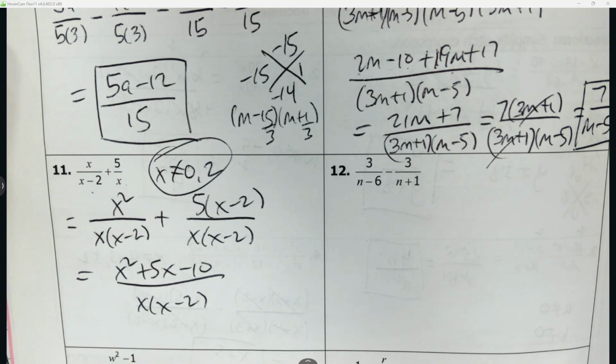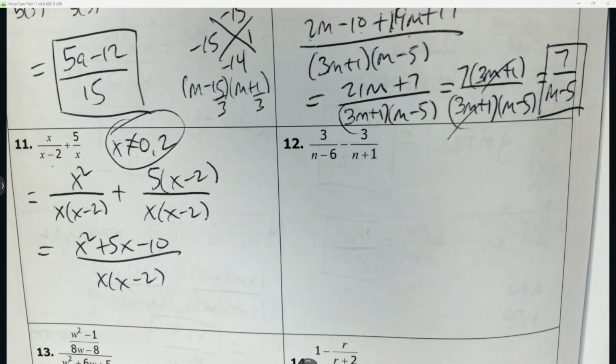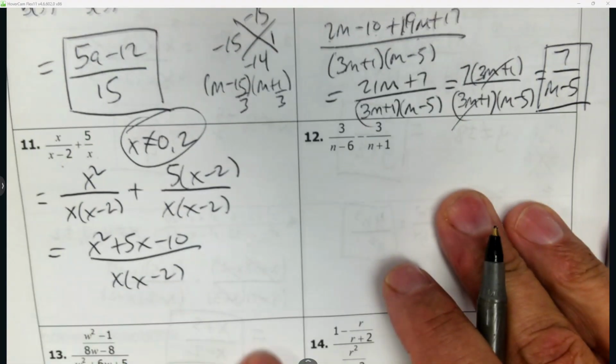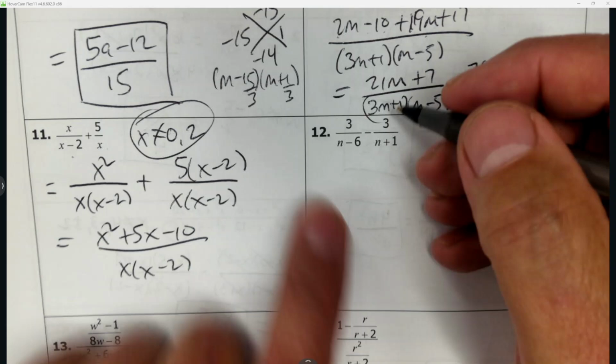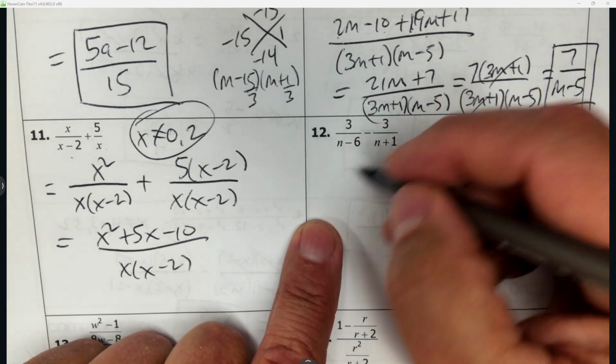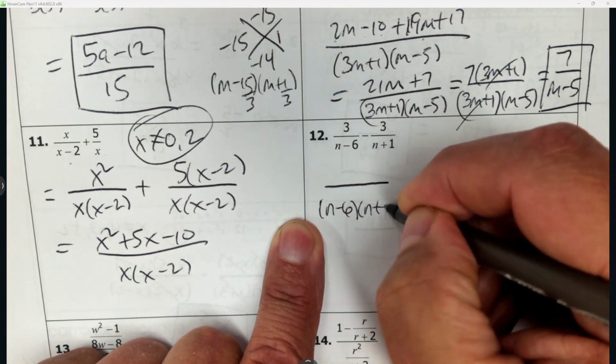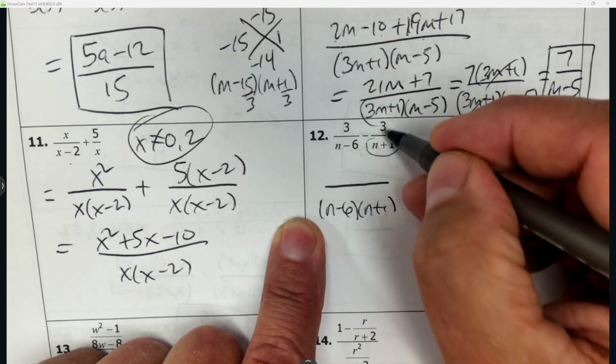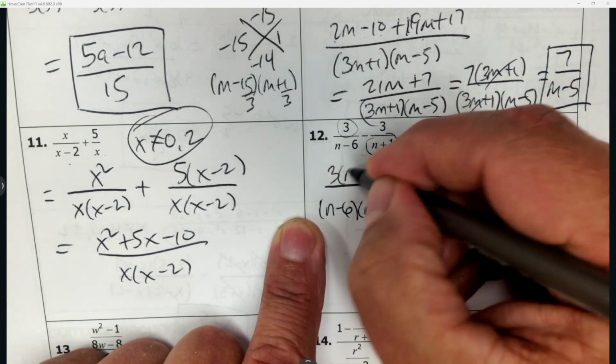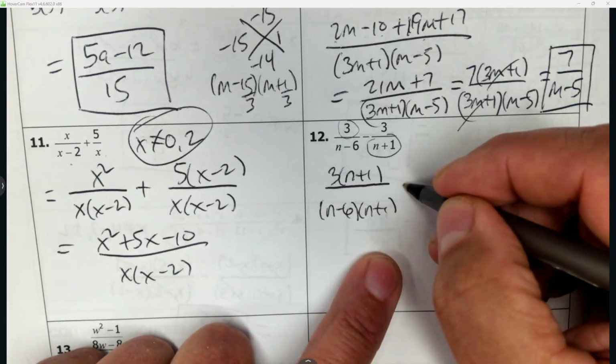All right, one more like that, number 12, and then we're done. So again, both of these are prime. You can't factor. So to make common denominators, we're going to multiply the denominators together. So it's n minus 6 and n plus 1. So we're going to take the bottom of one times the top of the other. That's 3, n plus 1. Subtract, same denominator.